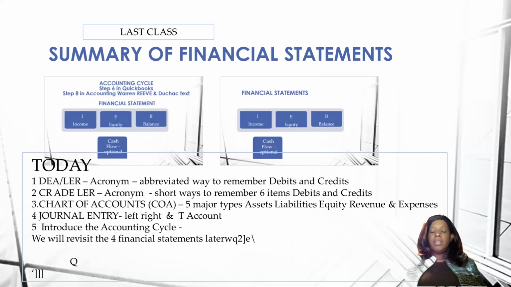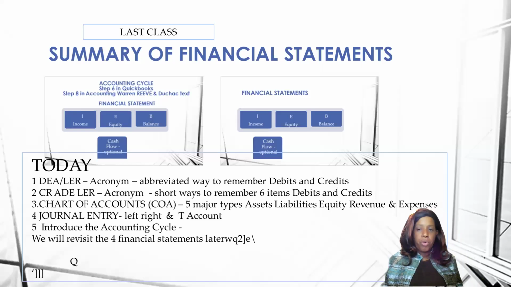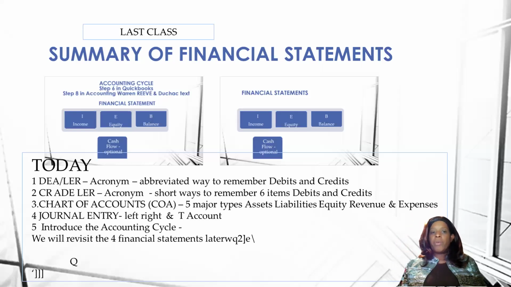Good morning, everyone. Last class, we went over the summary of financial statements. So you should remember the 4 financial statements. And what are they? Let's write it down if you don't remember, or if you weren't here. I is for income. E is for equity. B is for balance sheet. And C is for cash flow. So the 4 financial statements: income, equity, balance sheet, and cash flow.